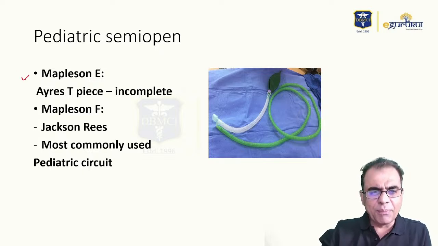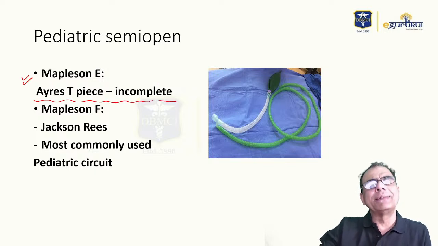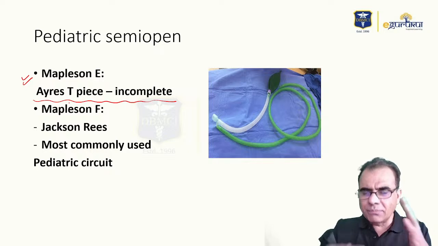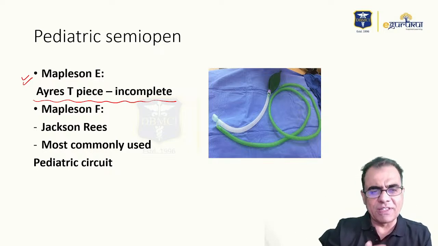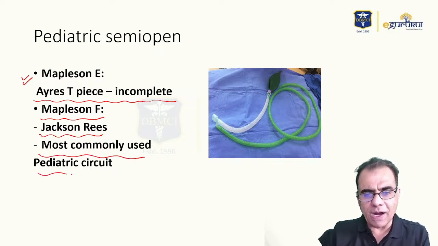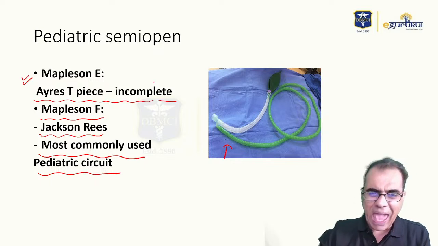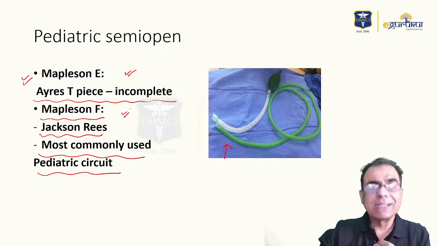E was an incomplete circuit, and the name of E was Ayre's T piece, but it was an incomplete circuit. So some modification was made in Mapleson E, and the circuit that came out was Mapleson F, which is also called Jackson-Rees, which is the most commonly used pediatric circuit, and this is a Jackson-Rees circuit. So E and F are the pediatric circuits, but E is incomplete. So the most commonly used is Mapleson F, which is also called Jackson-Rees.